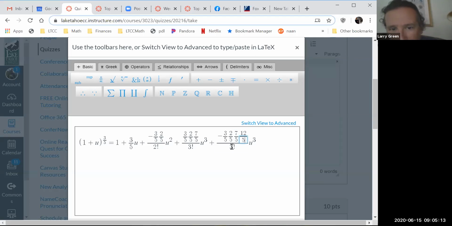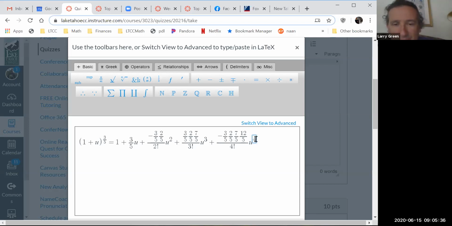And then the 3 factorial becomes a 4 factorial. And the u cubed becomes a u to the 4th. Any questions so far? Okay, so now what we can do is we can look at it and start looking for patterns. So notice the 5s. That's a 5 to the 4th. You see that?